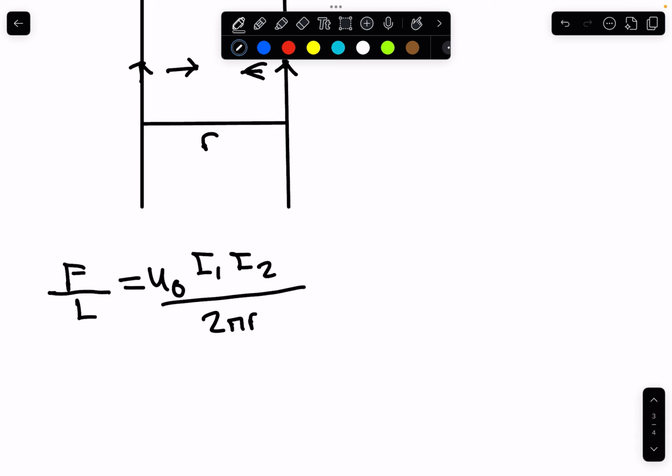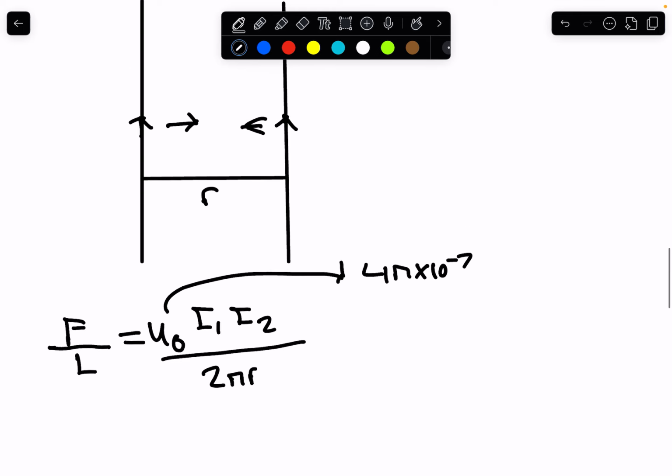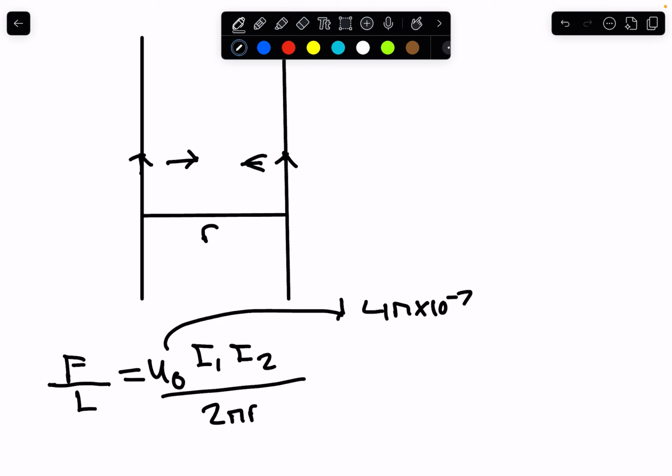Mu node is in your little booklet, but I often get confused. Mu node is known as the permeability of free space, and its value is 4 pi times 10 to the negative 7, and its unit would be newtons per ampere squared.